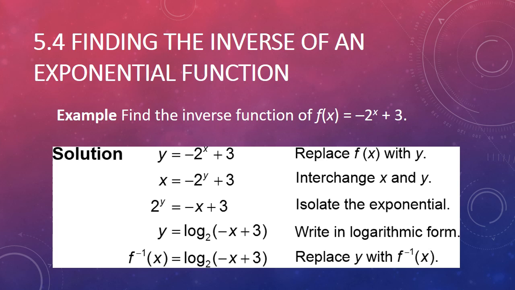And now we're going to rewrite it as a logarithm. The base becomes the base of the log, so we have log base 2. What's after the equal sign becomes the argument, and then y is on the other side. So we have y equals log base 2 of negative x plus 3. And then we replace the letter y with f inverse of x.